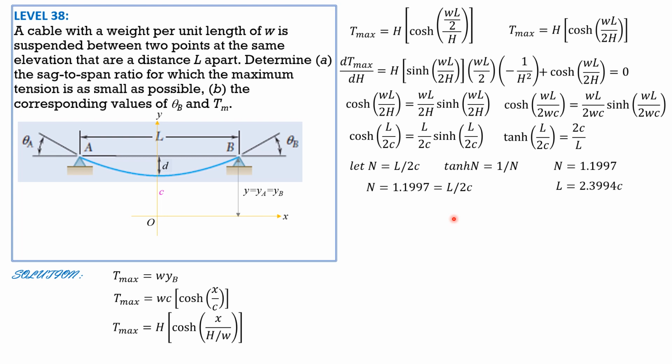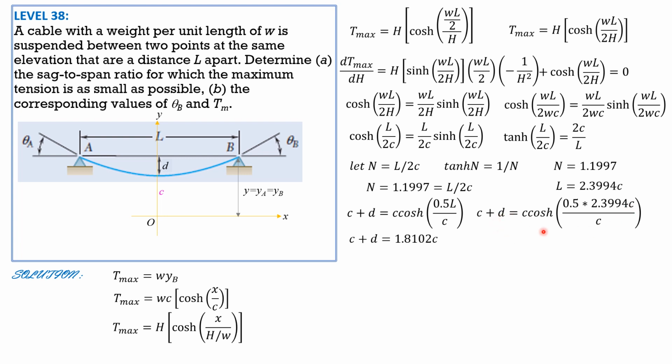So for the sag to span ratio, Y is C plus D, and it is equal to C cosh of 0.5L over C, where C is L over 2.399. So C plus D equals C cosh of 0.5 of L, L is 2.3994 C, over C, so we can cancel this. So C plus D equals the value of the right side, which is 1.8102 of C.